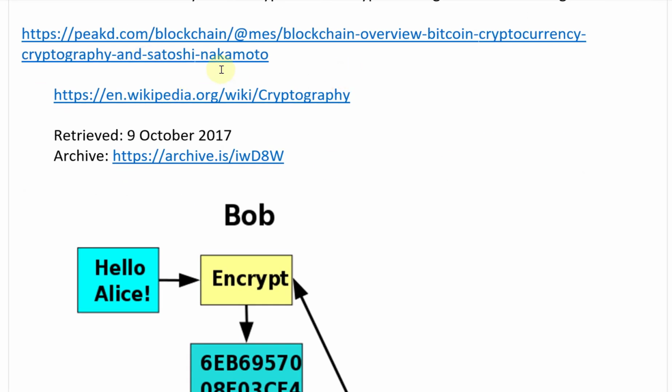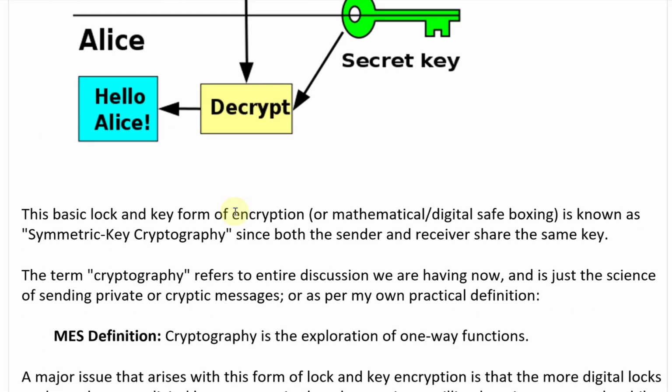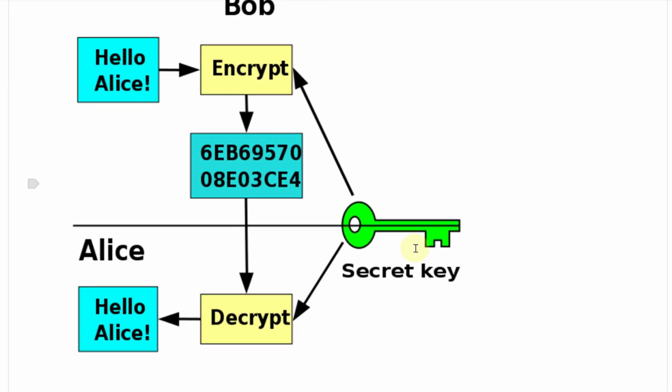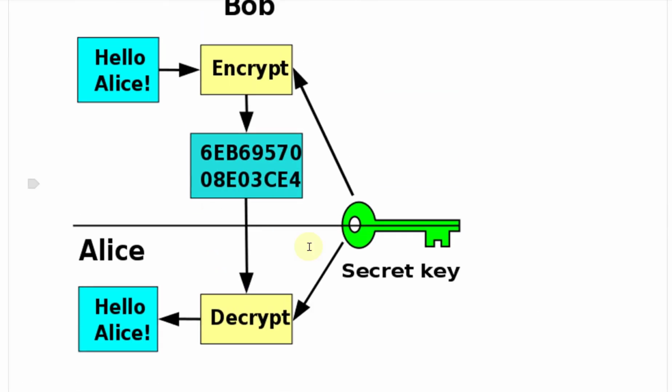Again, this is from my blockchain overview video. If you had a secret key like this that you can encrypt with, so you could put something inside the box, and decrypt to open the box, it's equivalent to having just a key to our safe box. This basic lock and key form of encryption, or mathematical digital safe boxing, is known as symmetric key cryptography, since both the sender and receiver share the same key. So if we have Bob here and Alice, they both have to use the same key to open the box, decrypt the box, or unlock the box. Symmetric key cryptography is just like a physical key.